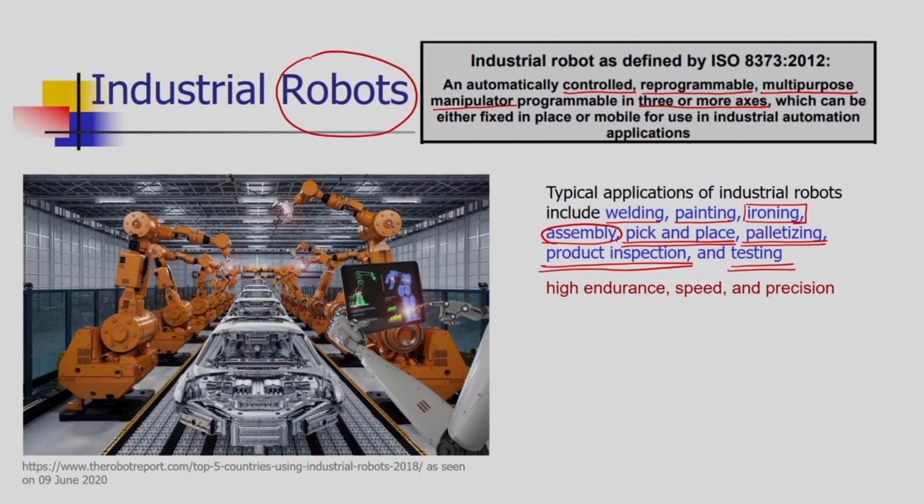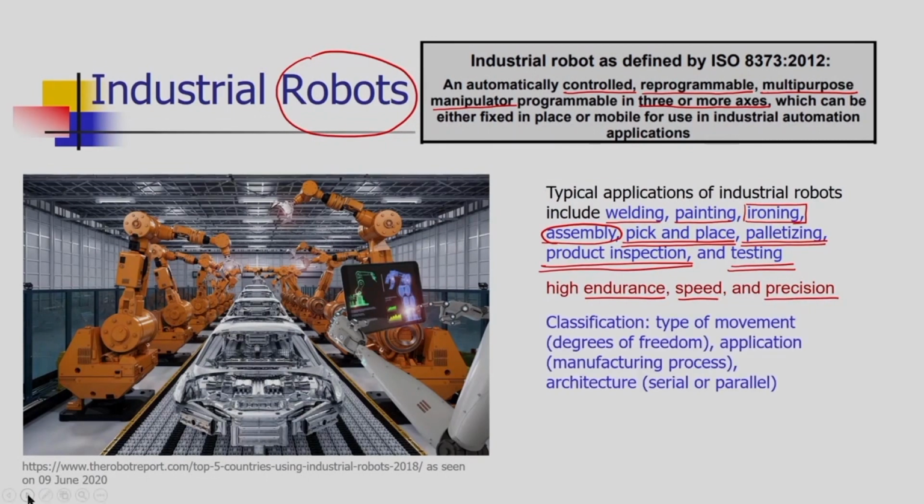In testing, a variety of testing can be done on the work parts using the industrial robots. Why are the robots widely used, why are they popular? They have high endurance. So, what is the meaning of endurance? The robots can carry out difficult tasks without giving up. So, they carry out hazardous and difficult tasks and they do not give up. Many repetitive tasks they carry out with speed and high precision. So that is why industrial robots are very important nowadays in the manufacturing industry.